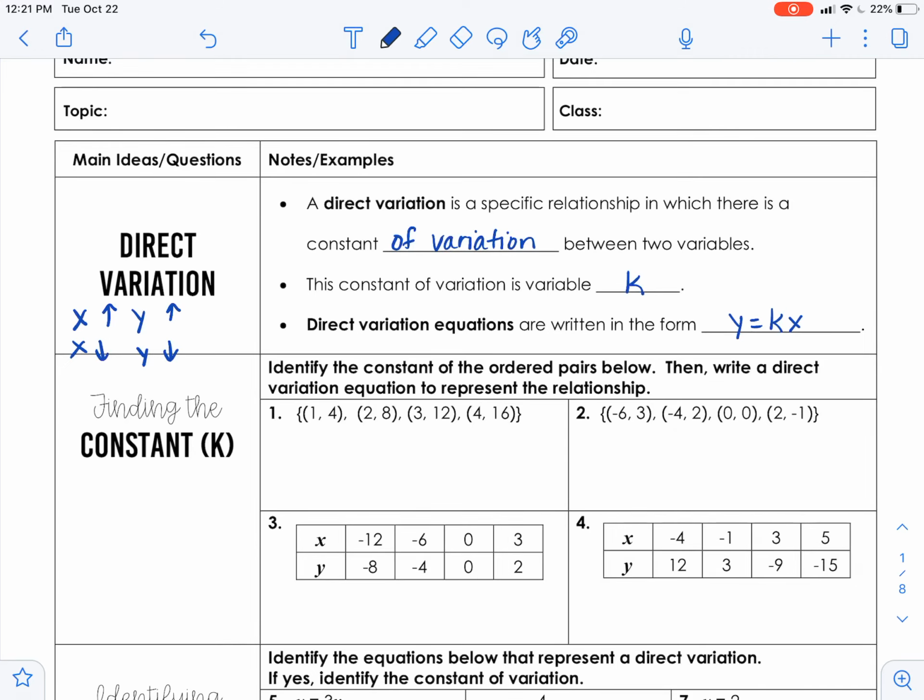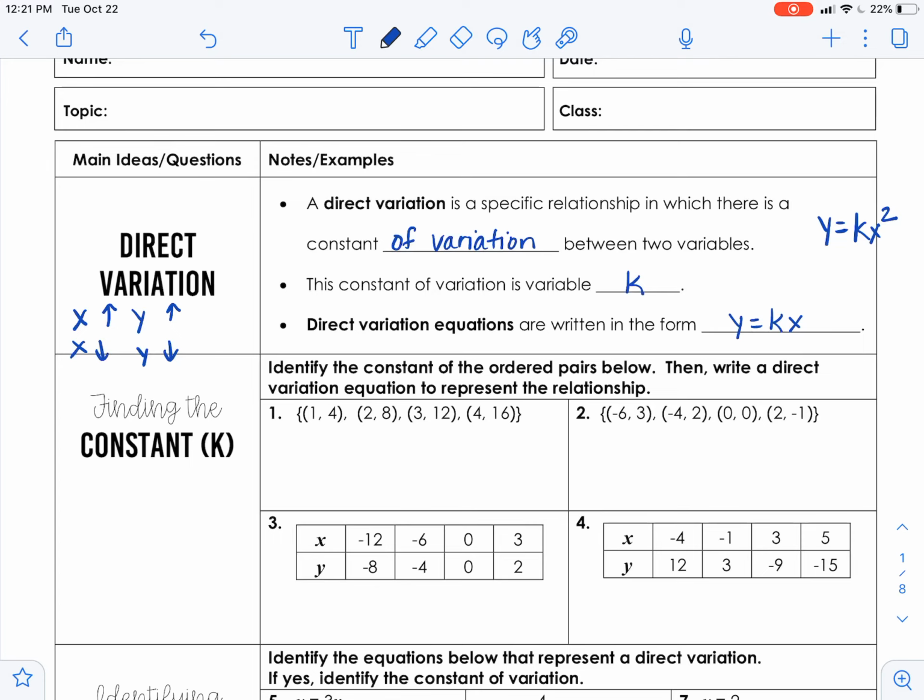Now, there are other types of direct variation other than just linear. You could also have y equals kx squared, in which case it would say it varies directly as the square of. But for this lesson, we're going to focus on just the linear, which is what we've been doing. So in order to identify the constant of the ordered pairs, what it says is, identify the constant of the ordered pair below, then write the direct variation equation.